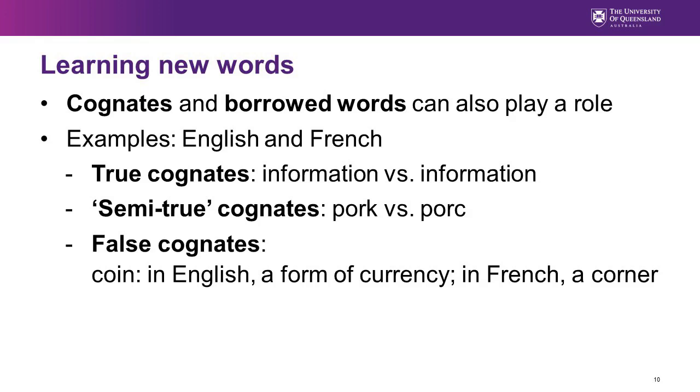False cognates are French words that look identical or extremely similar to English, but have an entirely different meaning. For example, coin in English would mean a form of currency, but in French it means a corner.